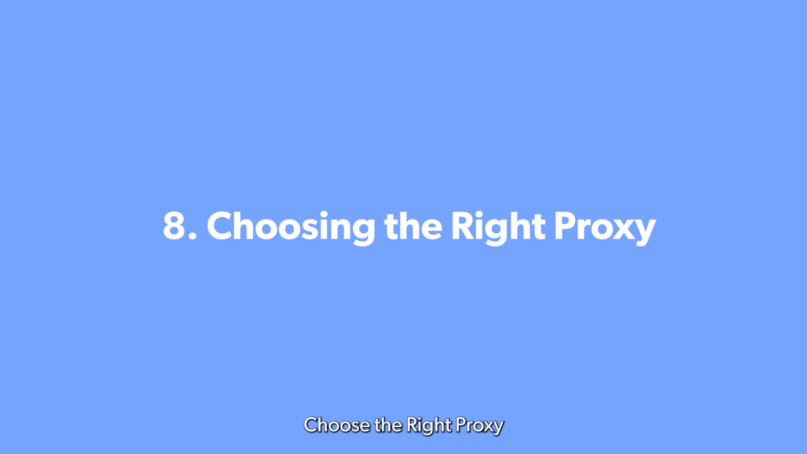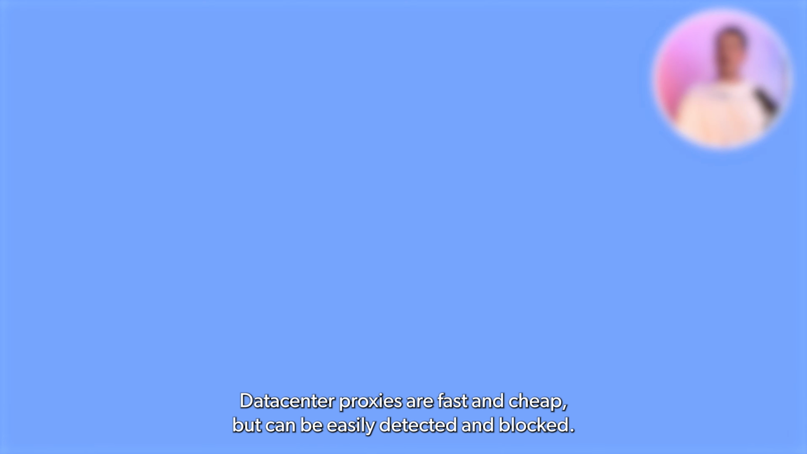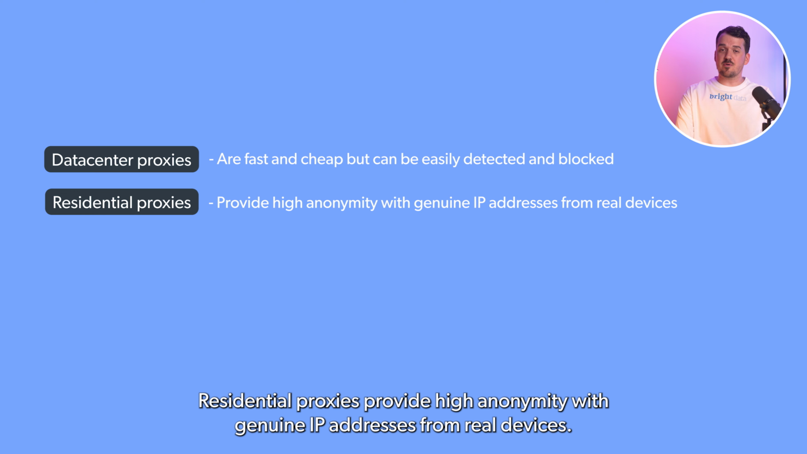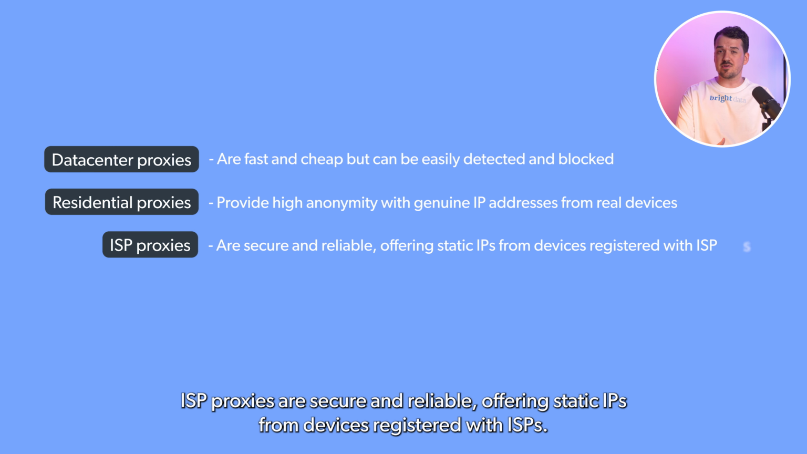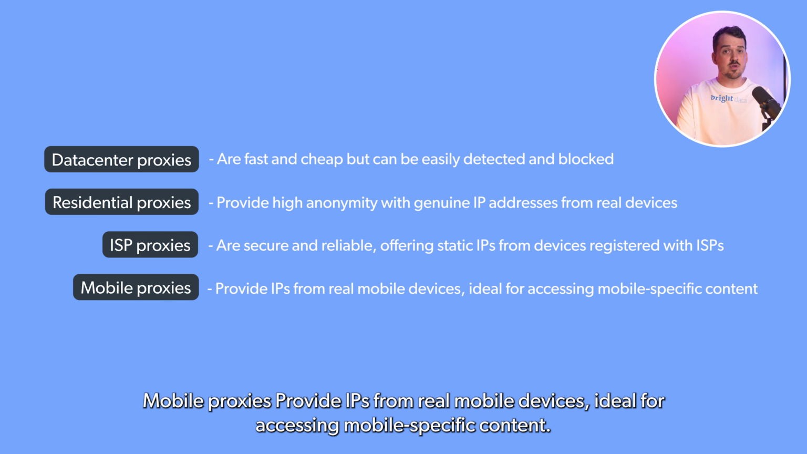Choose the right proxy. The type of proxy you should use depends on your needs. Data center proxies are fast and cheap, but can be easily detected and blocked. Residential proxies provide high anonymity with genuine IP addresses from real devices. ISP proxies are secure and reliable, offering static IPs from devices registered with ISPs. Mobile proxies provide IPs from real mobile devices, ideal for accessing mobile-specific content.